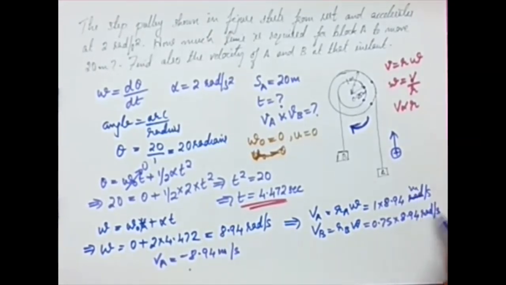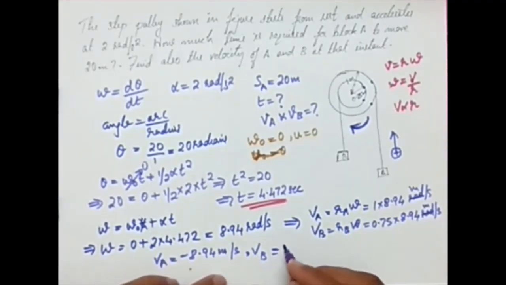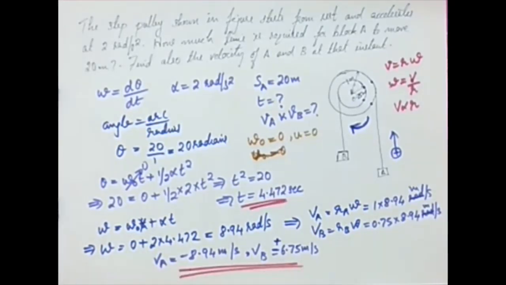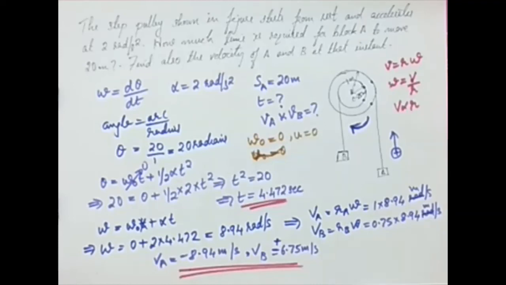It's not radian, it's meter, because it is linear velocity. And what about VB? VB is 0.75 times 8.94. When I calculate it, I'm going to get the value as 6.75 meter per second, and it is positive according to the sign convention I decided. As the sign convention is not given in the problem, I can decide any sign convention.